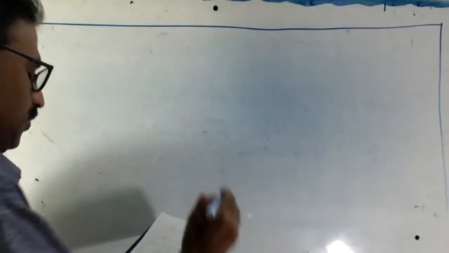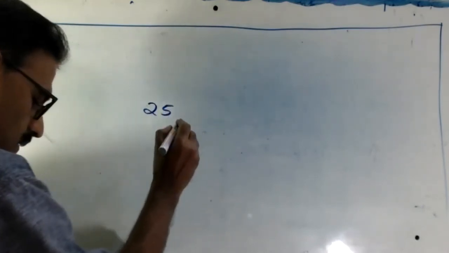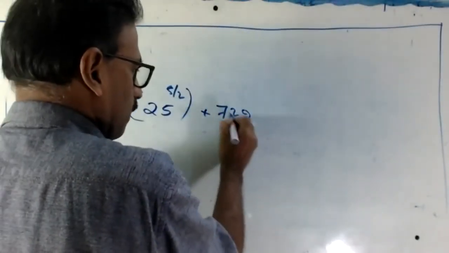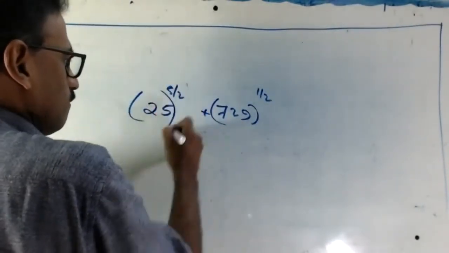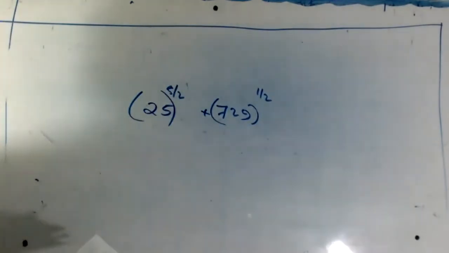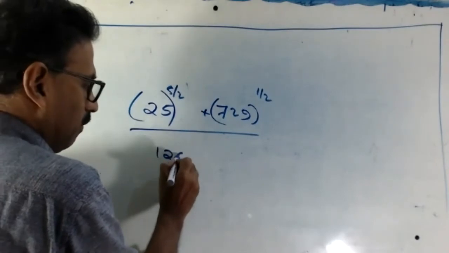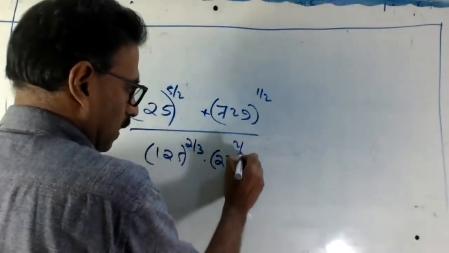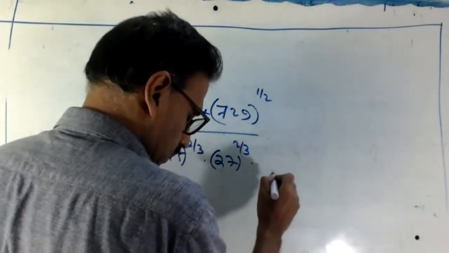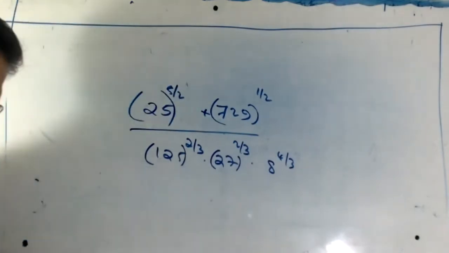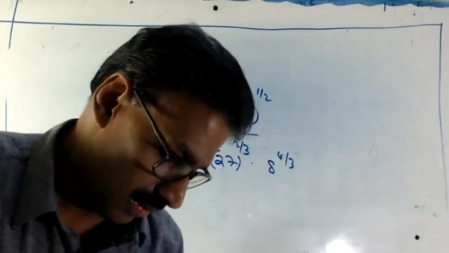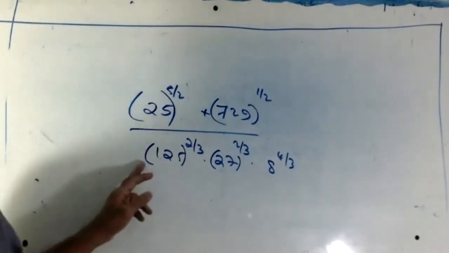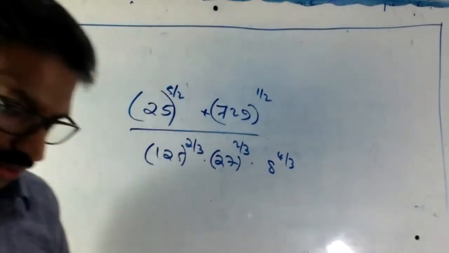25 raised to 5 by 2 into 729 raised to 1 by 2, divided by 125 raised to 2 by 3 into 27 raised to 2 by 3 into 8 raised to 4 by 3. Okay, find out.